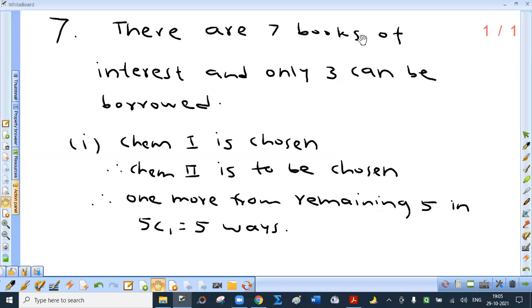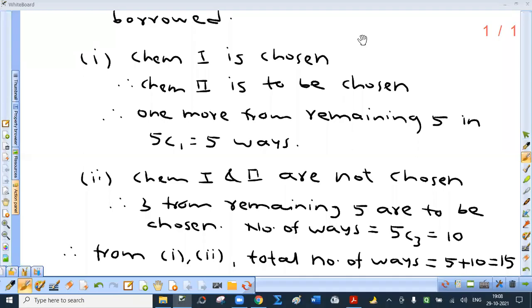First write down this much. So write down this. Same, I have already explained. If chemistry 1 is not available, so student can't borrow chemistry 2, but still 3 are to be borrowed, but from remaining 5, so 10 ways. So considering 1 and 2, total number of ways is 5 plus 10, that is 15.